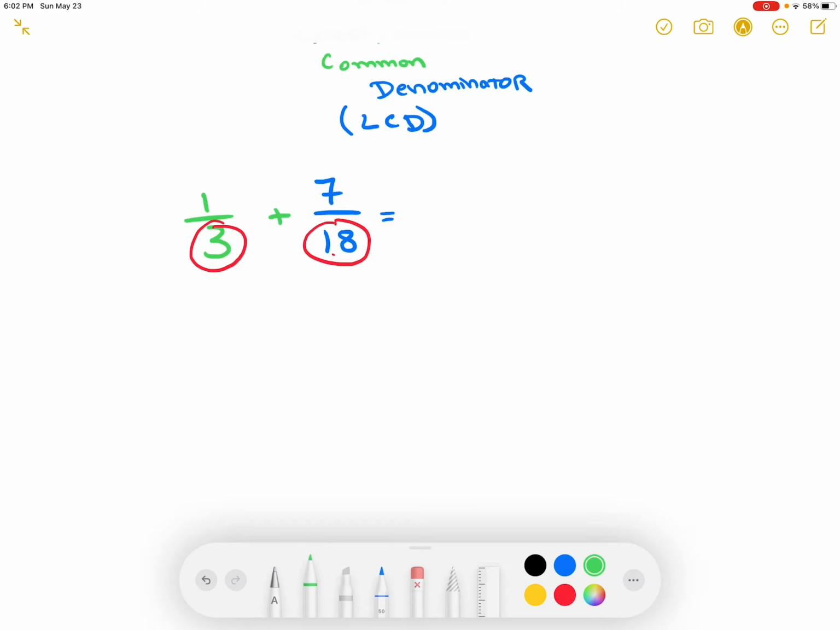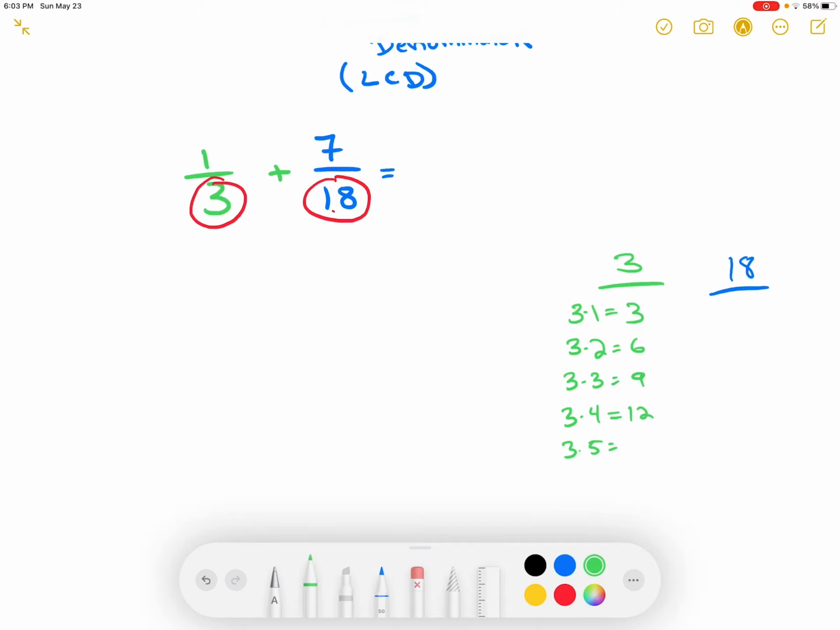shared multiple is. So remember how we found multiples, right? Let's say it's over here. 3 and 18. The multiples of 3 are, well, 3 times 1 gives you 3. 3 times 2 gives you 6. 3 times 3 gives you 9. 3 times 4 gives you 12. 3 times 5 gives you 15. 3 times 6 gives you 18.